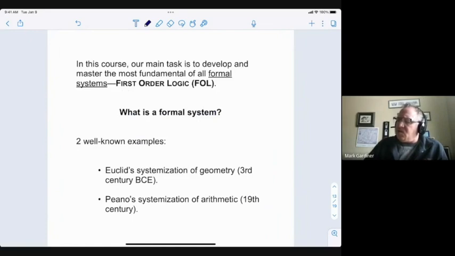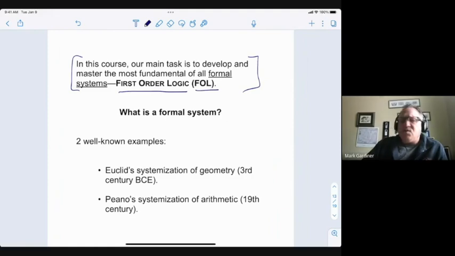So that takes us to our first task. We want to understand a little bit about the nature of logic itself. And Aristotle gives us some very important insights to that, but he also develops a system of logic. So that leads us to a discussion about what our main task or goal in this course is going to be. And that is to develop and master the most fundamental of all of the formal systems of logic. The system that we're going to call first order logic, or FOL for short.